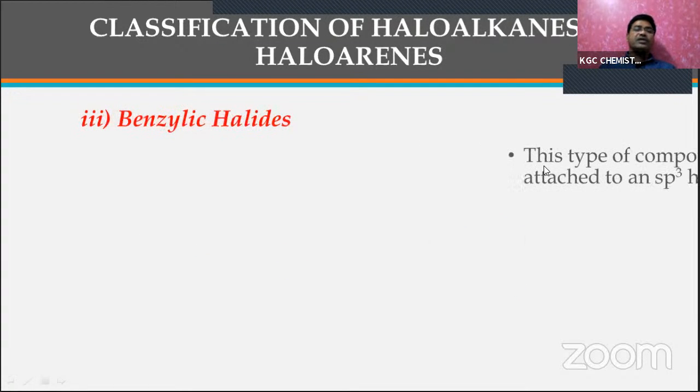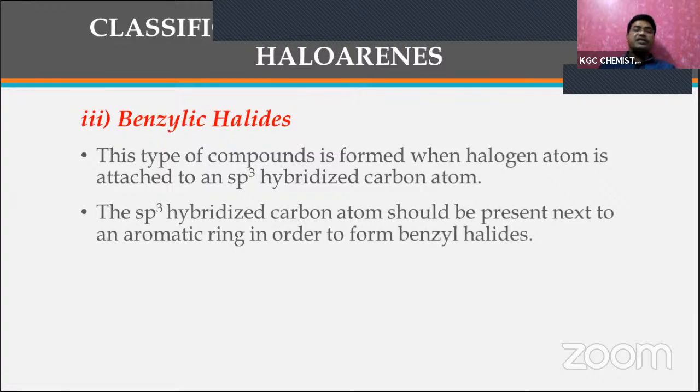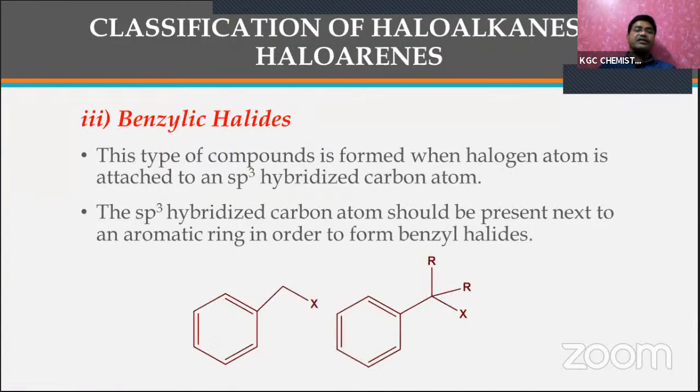Now, let us see what benzyl halides are. An sp3 hybridized carbon atom should be present next to the aromatic ring, like this. Whenever we have a compound like this, this is a benzene ring, an aromatic ring, here is CH2, and next to it the halogen, this is called a benzylic halide. These terms always confuse us: benzylic, aryl, allyl, vinyl. Every time we are getting confused. That's why try to remember what these terminologies are.